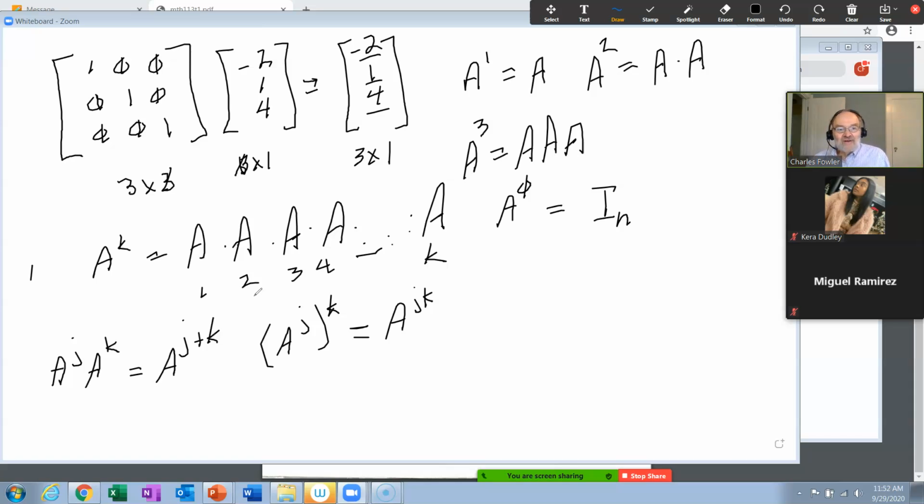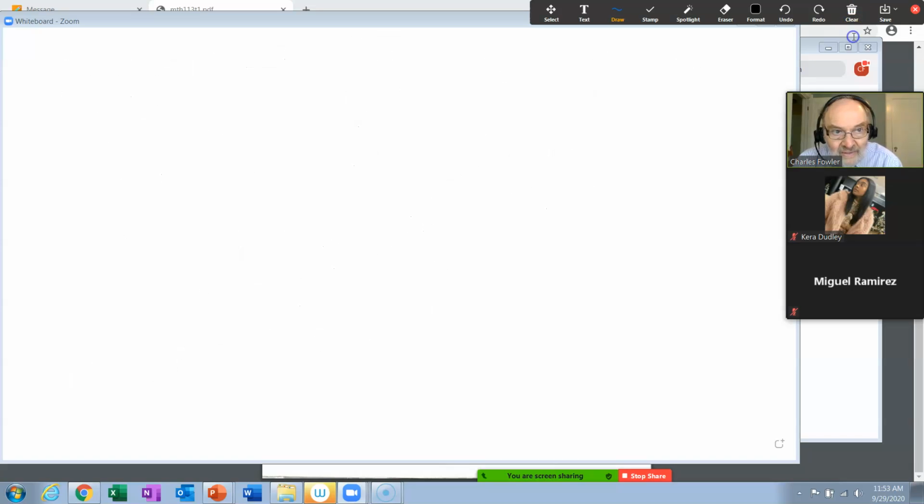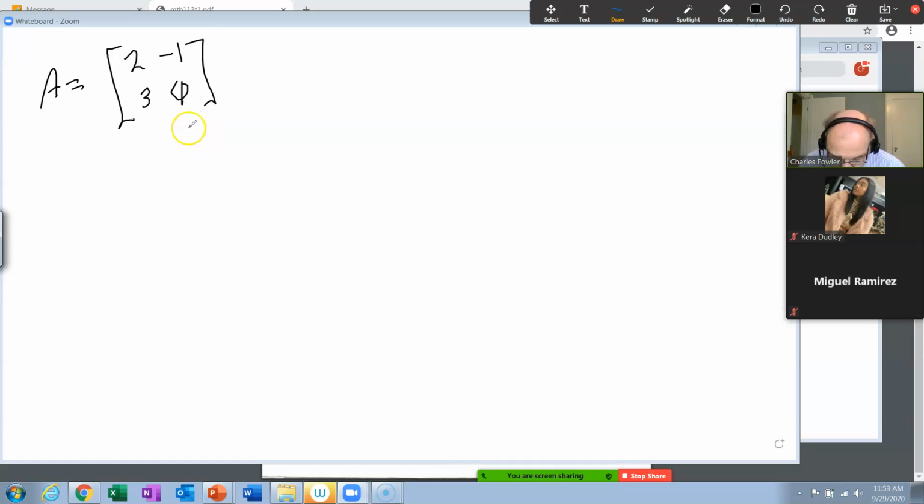So let's see if we can verify that with a matrix. So let's clear this screen. Anyone have questions before I clear it? Okay. And here's example 7. Here's matrix A: 2, -1, 3, 0. Now, for that matrix, figure out what A cubed is.